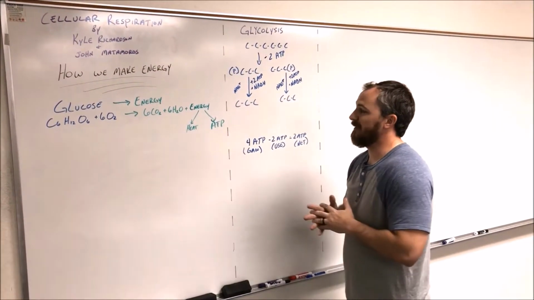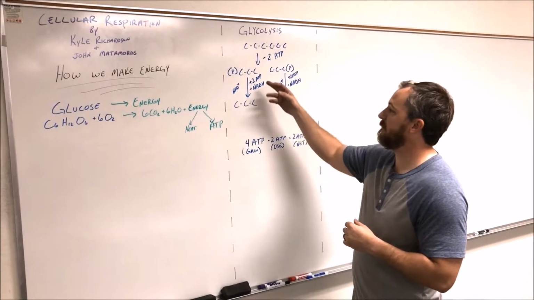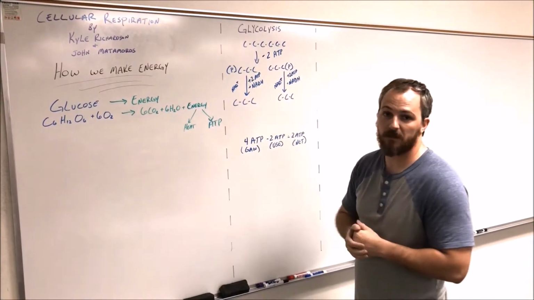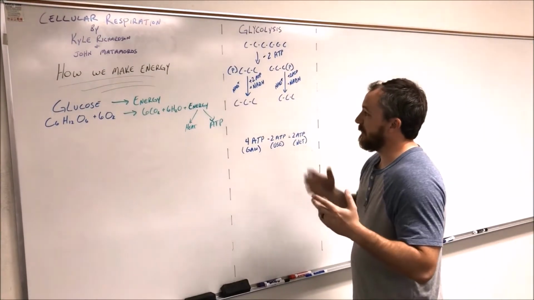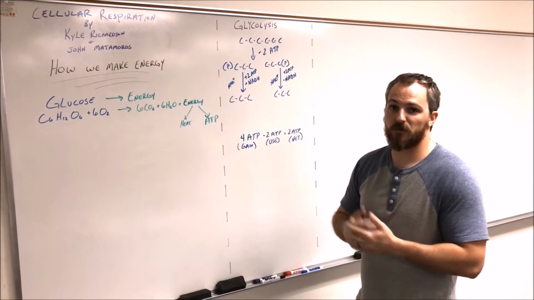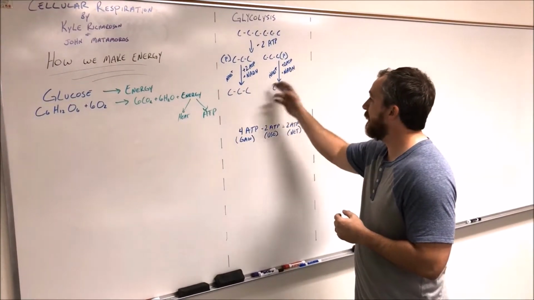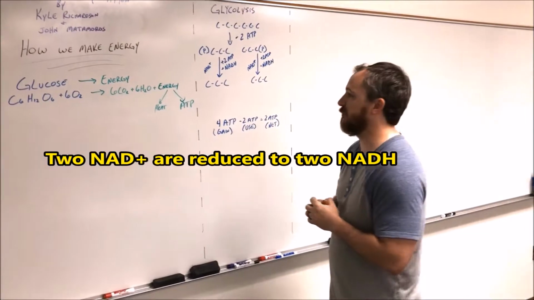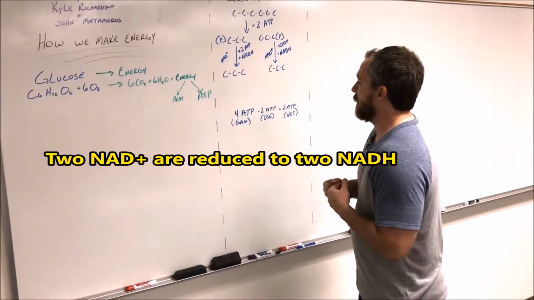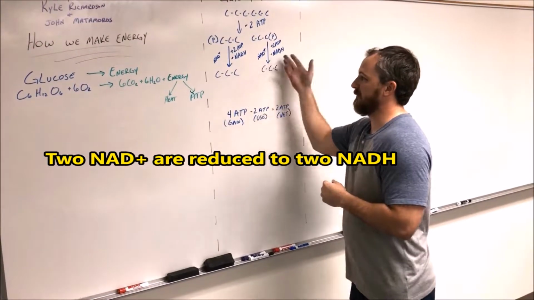These 2 PGALs are broken down even further. Each breakdown creates pyruvic acid, which loses the phosphate and becomes just pyruvic acid. Each PGAL, when broken down, creates 2 ATP. And then all the NAD pluses get a hydrogen molecule attached to them, making them NADHs. So at the very end, you've got 2 ATP for each, plus NADH.